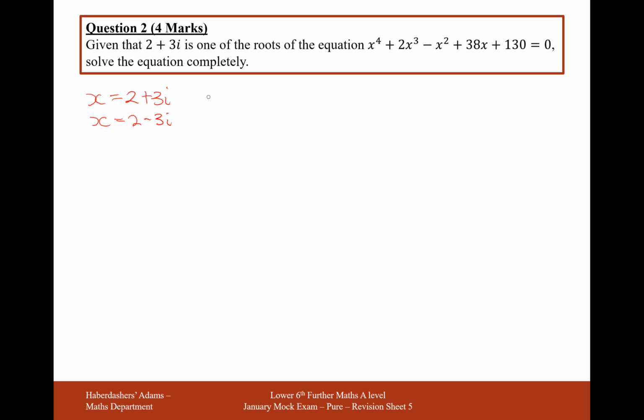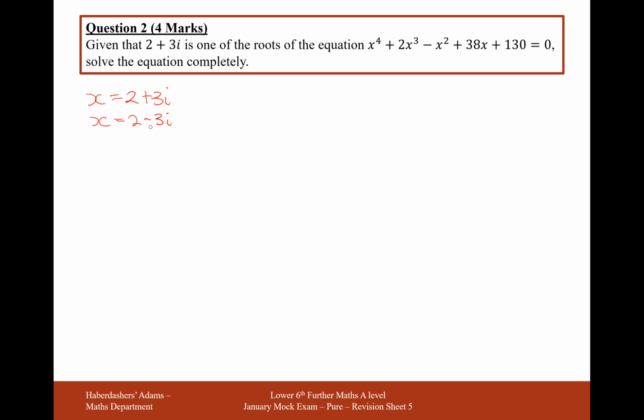Now this stems from the quadratic formula. Remember, in the quadratic formula you've got a plus or a minus root something. Now that plus or minus is effectively what's happening here. We've got two solutions to this quadratic that will divide this quartic, and one is the plus solution, one is the minus solution.